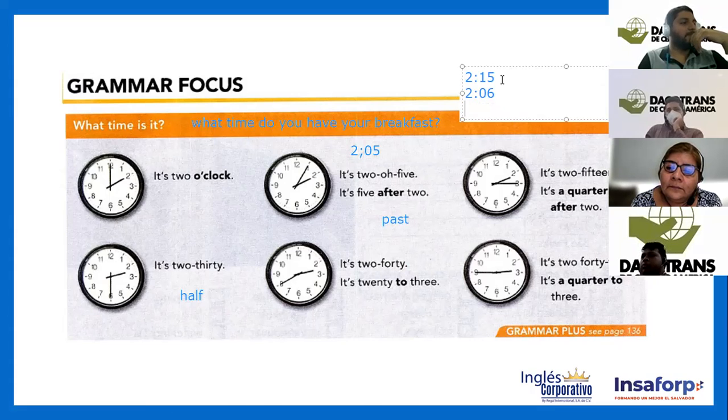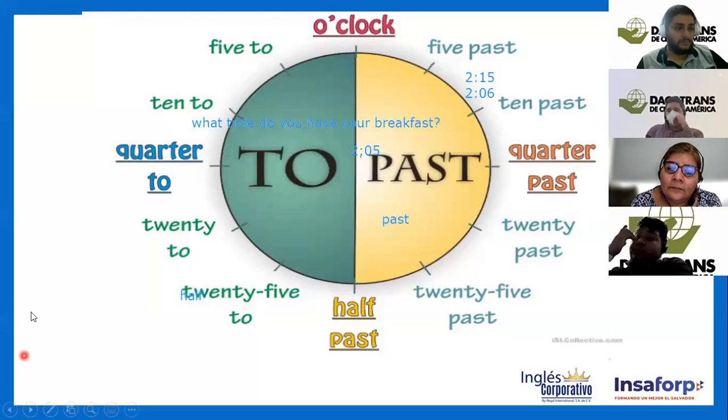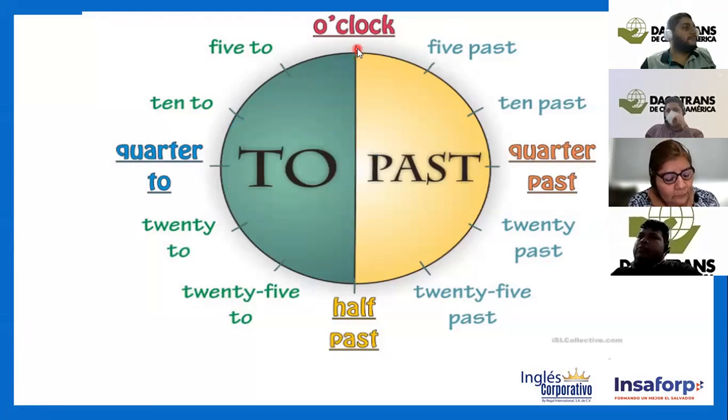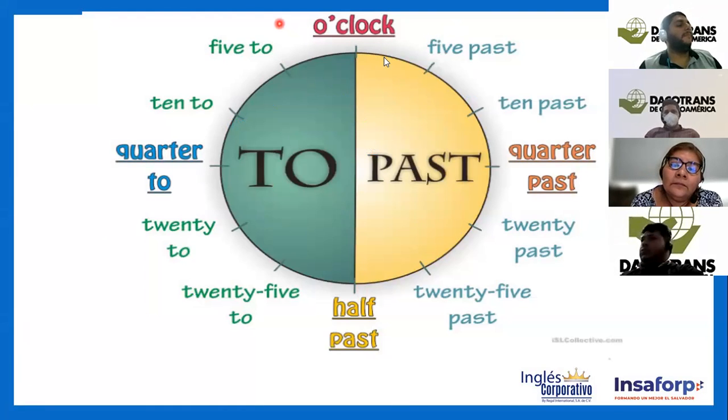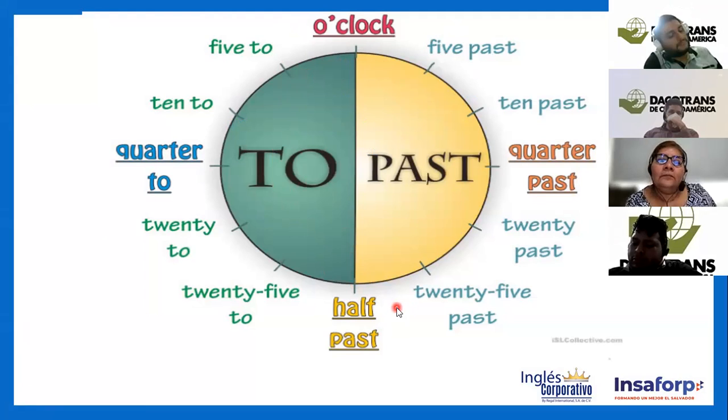Okay. So let's take a look at the to, right? Porque vamos a utilizar bastante el to y el past, right? Vamos a utilizar bastante o el after. Okay, entonces hay una regla. Si estamos hablando desde las 12 hasta las 6, vamos a utilizar el past o el after. Si estamos utilizando el to, lo podemos utilizar desde las 6 hasta las 12. Okay, basically, that is the only difference.